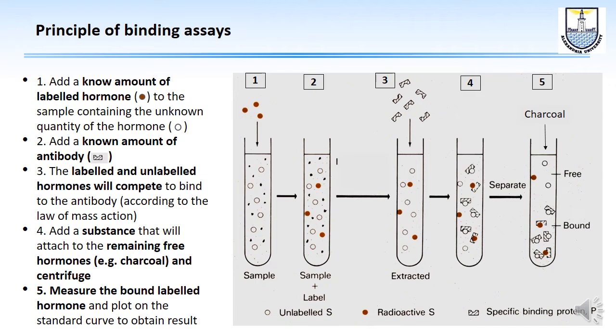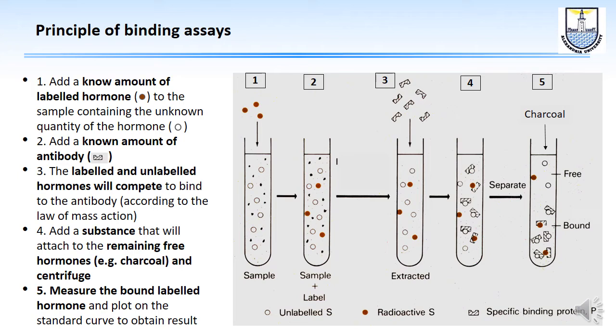So what happens in number 4 is that the progesterone in the sample and the radioactive progesterone are going to compete with this limited amount of antibody you have added. So some of them are going to be bound and some of them are going to remain free. As you can see, there are some free progesterone from the sample and some free radioactive progesterone, which did not find any antibody to bind with.